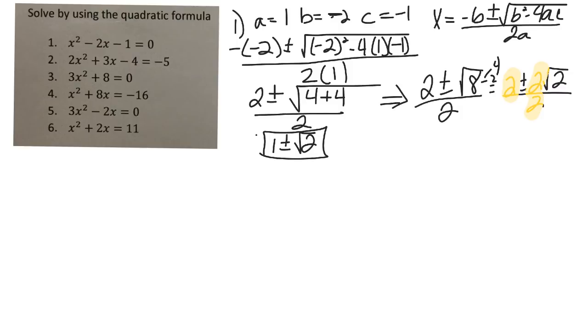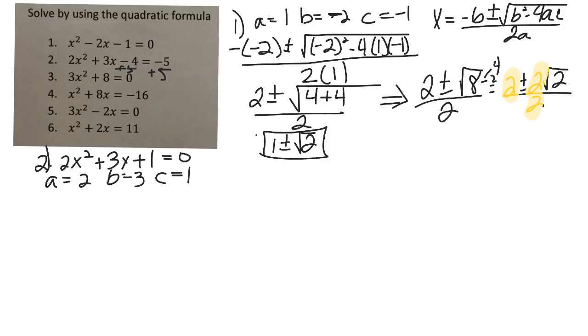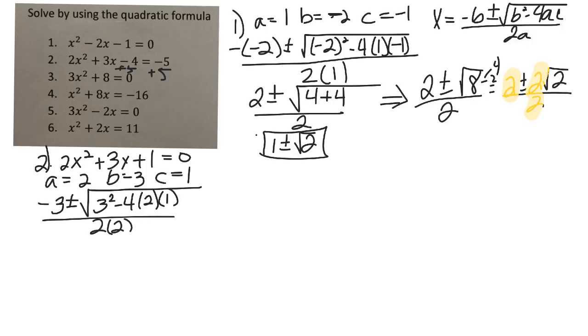Number 2, I need to get it equal to 0, so I'm going to add 5, and I get 2x squared plus 3x plus 1 equals 0. And we get A equals 2, B equals 3, and C equals 1. So -b, -3, plus or minus the square root of b squared minus 4 times A, which is 2, times C, which is 1, divided by 2 times A, which is 2.